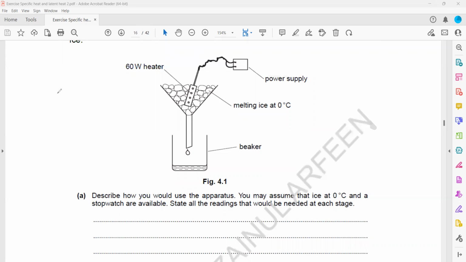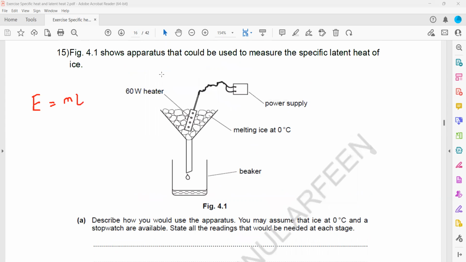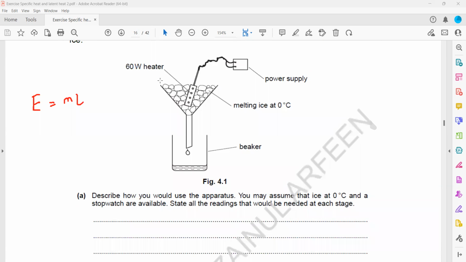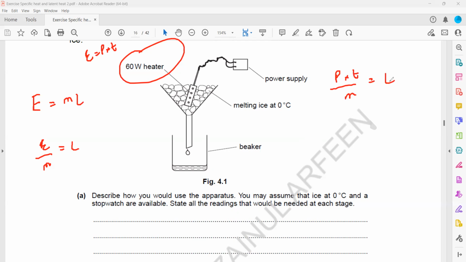So what we need, we want to calculate the latent heat. Energy is equal to mass times latent heat. So if we need the specific latent heat, it will be energy divided by mass. They mentioned the power of the heater is known here, which is a 60-watt heater. Whenever you're using an electrical heater, energy is power times time. So the latent heat will be power times time divided by mass.